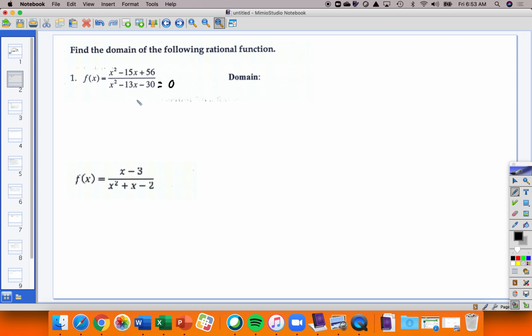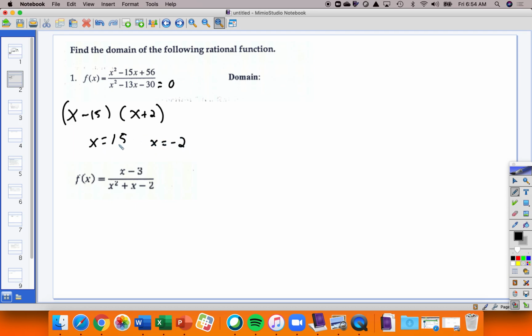Now we just did this, we just factor it. So what multiplies to negative 30 and adds to negative 13? That is negative 15 and 2. So this is just my denominator. I don't care about the numerator because I only care about when my denominator is 0. I set each of these equal to 0, and I get x equals 15 and x equals negative 2.